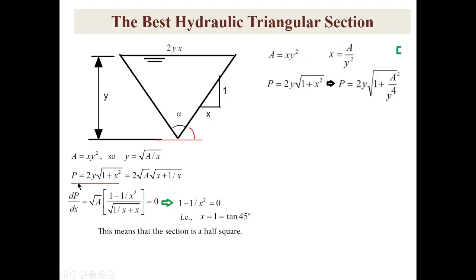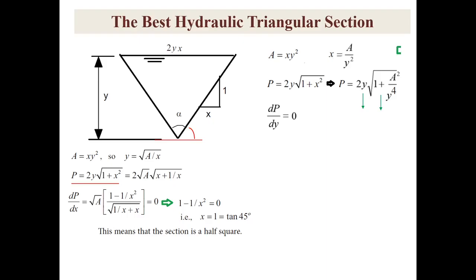And from the beginning, I know that weighted perimeter equals 2y times square root of 1 plus x squared. If I replace the value of x here with this, what I will have is p equals 2y times the square root of 1 plus a squared over y to the power 4. Now I have to take the differentiation of the weighted perimeter with respect to y.